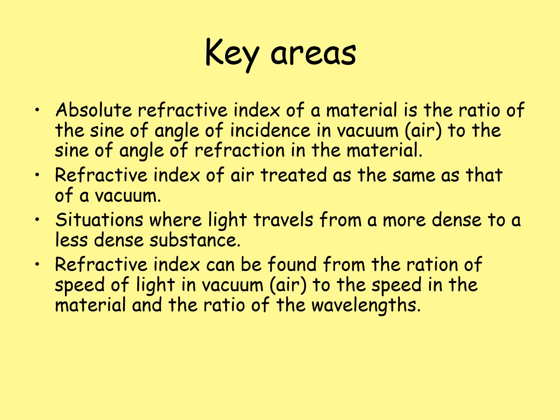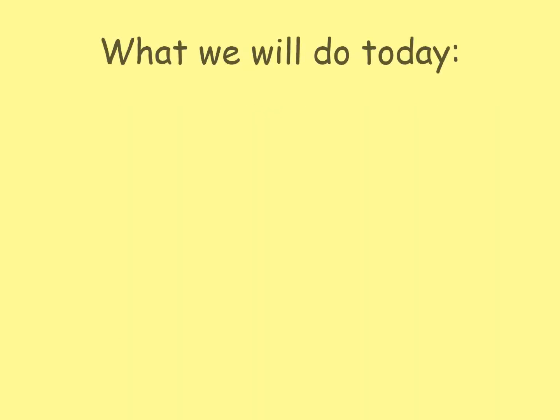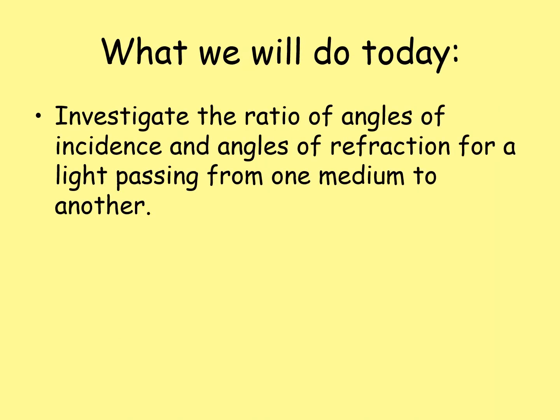Refractive index can be found from the ratio of speed of light in a vacuum or air to the speed in the material and the ratio of the wavelengths. Variation of the refractive index with frequency. What we will do today is investigate the ratio of angles of incidence and angles of refraction for light passing from one medium to another.